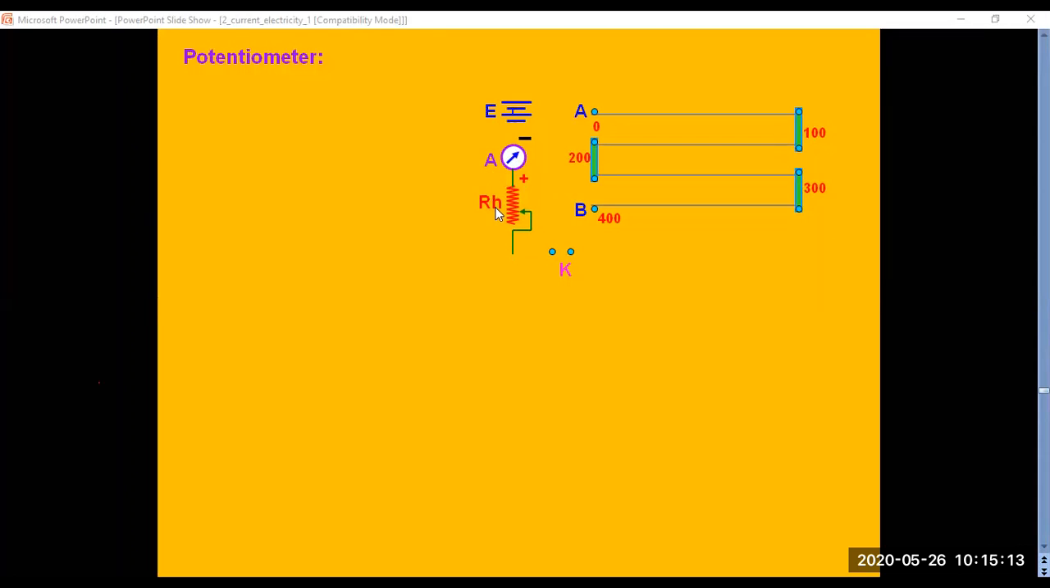The next device is RH. RH is nothing but a rheostat. A rheostat again can supply current. See, you have one green line here. It will be like a small sliding thing. You keep moving it, and current can be passed. So E denotes my battery, A denotes my ammeter, RH denotes my rheostat.